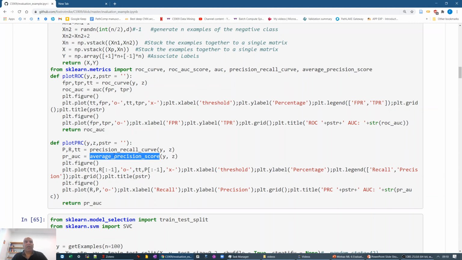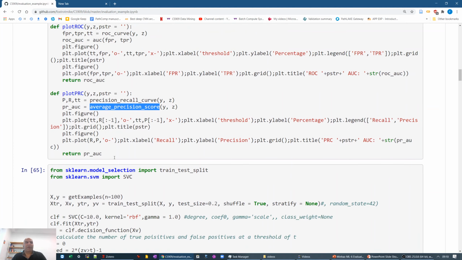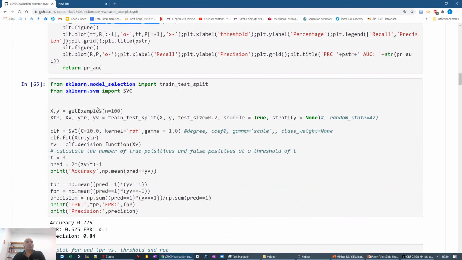So area under the precision recall curve is typically replaced with average precision scores, and those would be printed. So what we do next is we use a classifier over here. Okay, and we use a support vector machine, first generate some data.